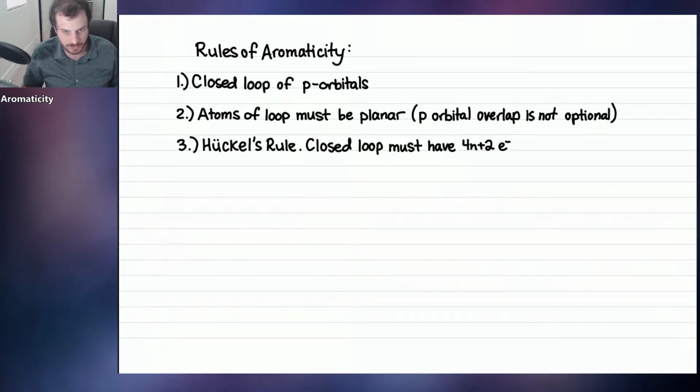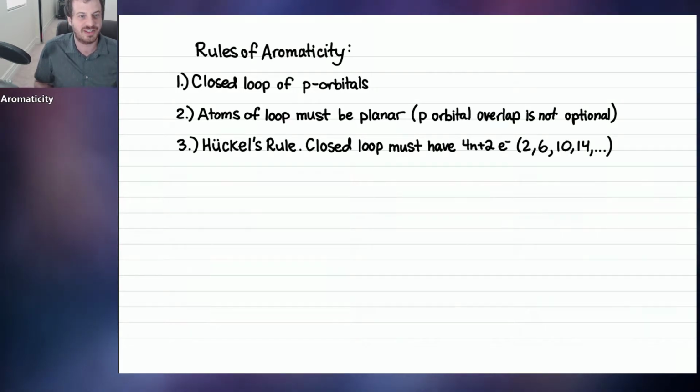So if n is 0, for example, then this becomes 4 times 0 plus 2, which is 2. If n is equal to 1, then it's 4 times 1, which is 4, plus 2, which is 6. Then comes 10, then comes 14, etc. In other words, it must have an even number of electrons, but it can't be divisible by 4. So these are all the even numbers that are not divisible by 4. That is Hückel's rule. In order to be aromatic, you must have an even number of electrons, but they must not be divisible by 4.